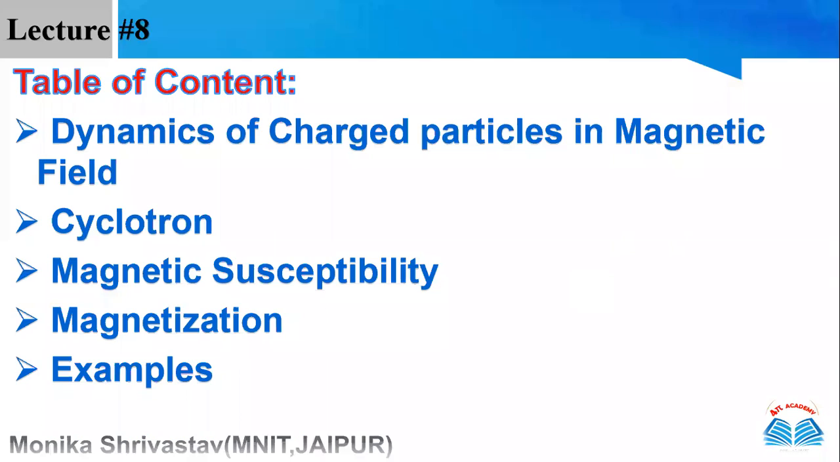So yes, this is lecture number 8, and what we are going to study today, the most important topic, is the first one, dynamics of charged particles in a magnetic field. Many questions come from this topic, especially in GATE, JEST, and BARC type of exams. In NET exams, sometimes they give it, but the questions from this topic are quite easier. That is why the cyclotron, magnetic susceptibility, and magnetization, these 3 topics are preferred in NET exams. And at last, we'll do some examples too.